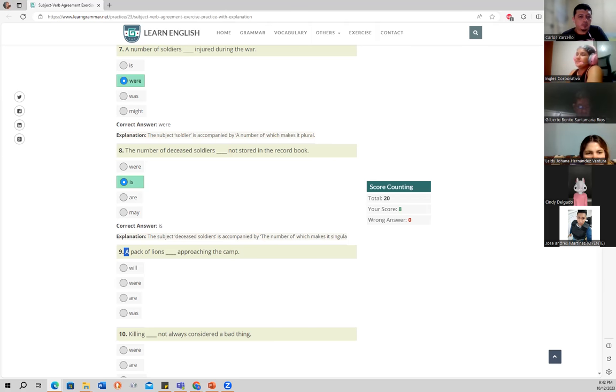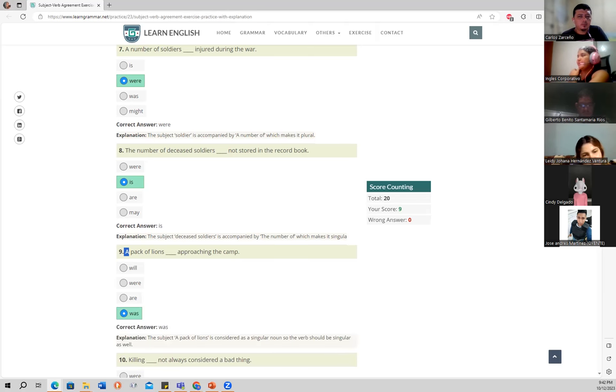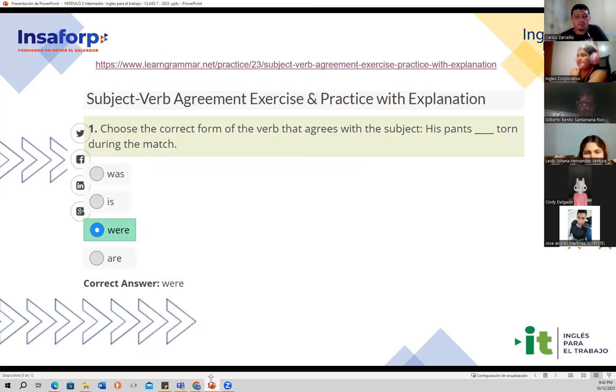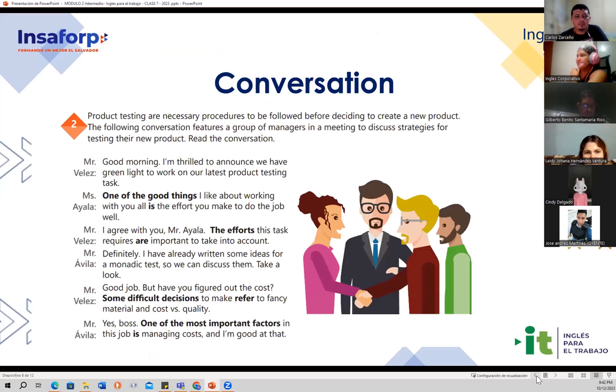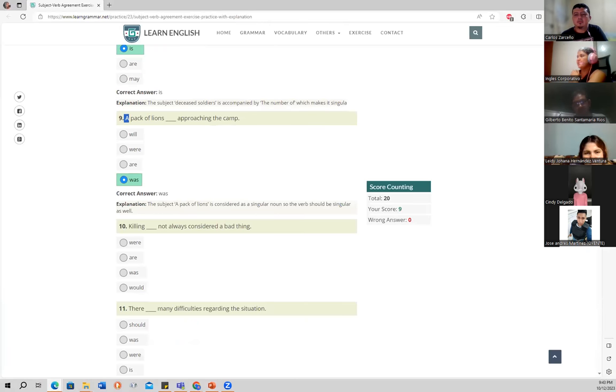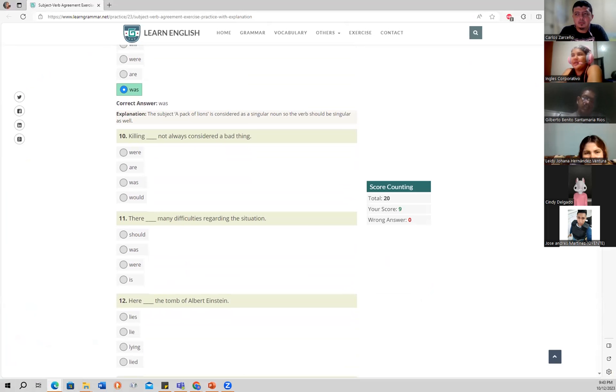Was approaching the camp. Teacher, it is a, how do you say, cascarita. That is why it is called complex. Complex subjects, right? What is the name? I'm sorry, let me see. I don't have it here. But it's complex because we need to think. It is not very easy to see. We need to analyze. That is why it's called complex subject. Okay.